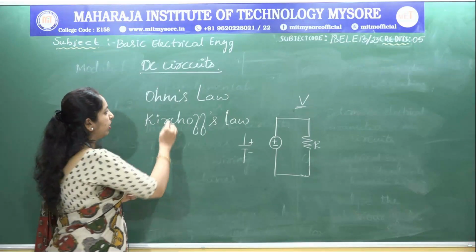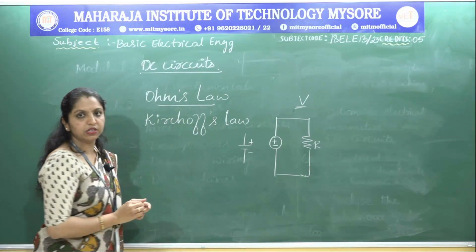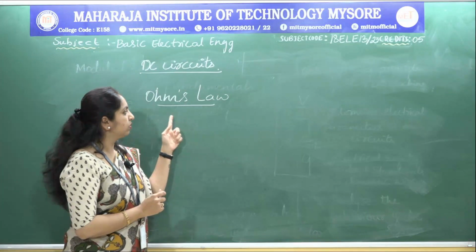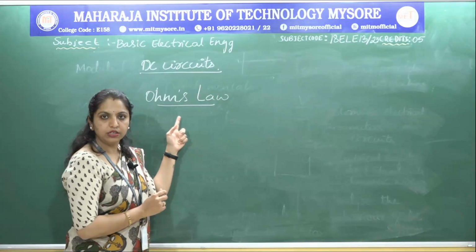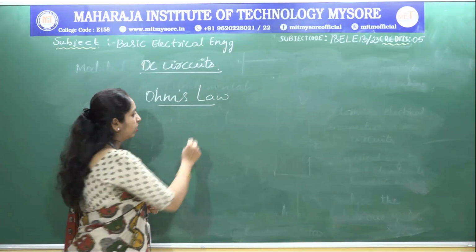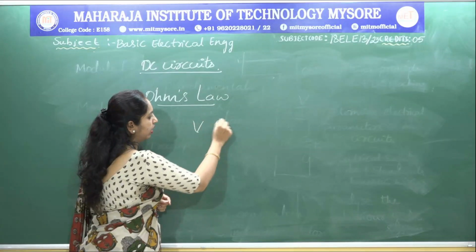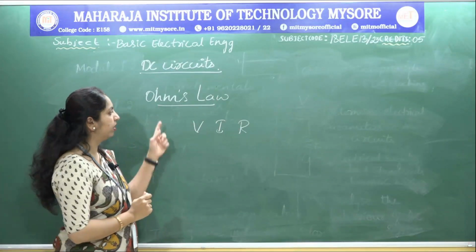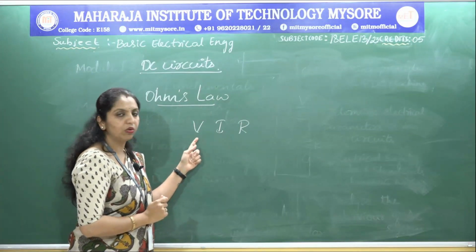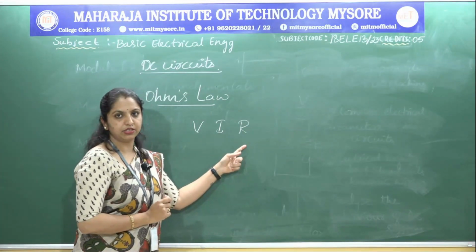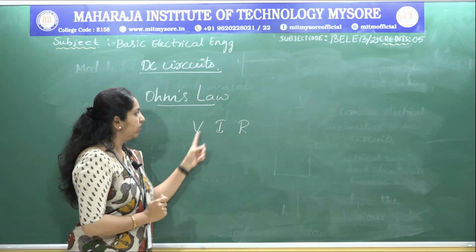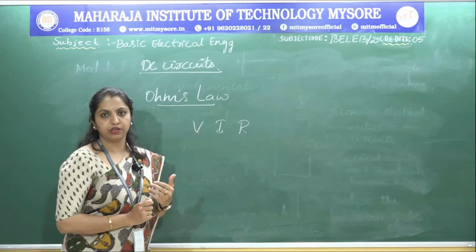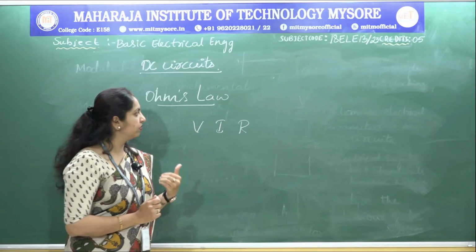Now we are going to discuss the first law, which is Ohm's Law. It gives the relationship between voltage, current and resistor. Remember, it gives a relationship between voltage, current and resistor. So what is the statement of this Ohm's Law?